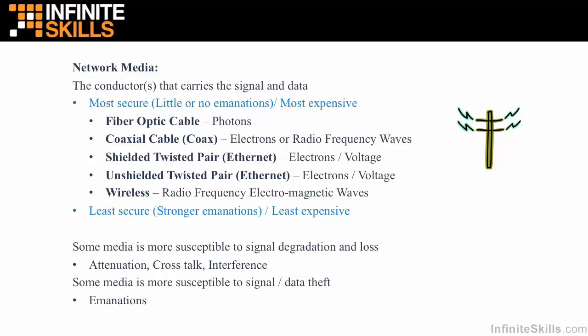And again, as we said, these emanations allow for theft of data signal and also allow for inbound propagation of unwanted signal that tends to degrade the signal due to crosstalk and interference. Now, this term attenuation deals with signal degradation over distance. We're going to look at that in just a few minutes.